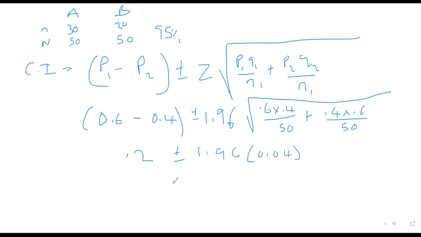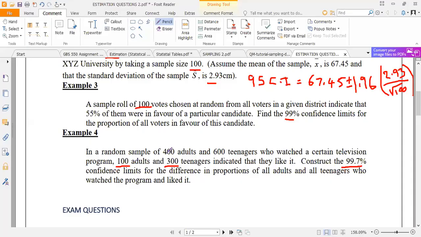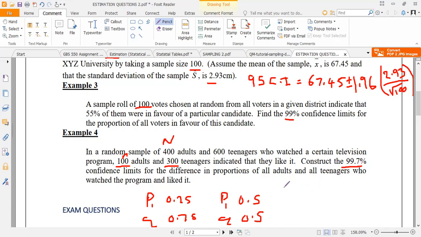Continue the computation. So what this means is, in this question, you have two proportions, two samples. Sample A will be 100 over 400. So that's P1 for the adults. The big population, the big N, is 400. Our small number is 100. So 100 over 400, meaning our P1 is 0.25, meaning our Q1 is 0.75. Here, 600 and 300, our P2 must be 0.5, meaning the Q2 will be 0.5 as well. And here you find the alpha, then find the Z, and construct a 99.7% confidence interval.